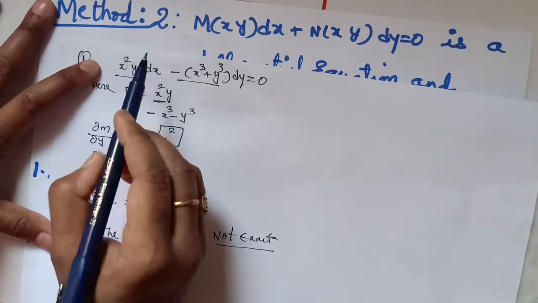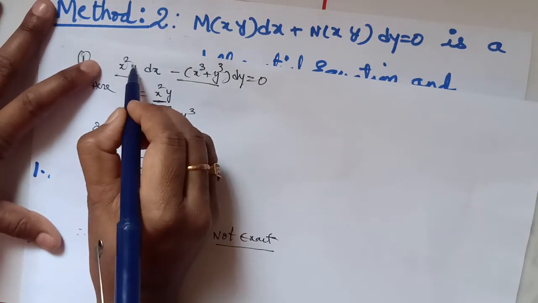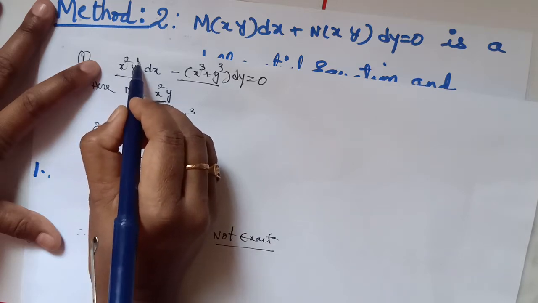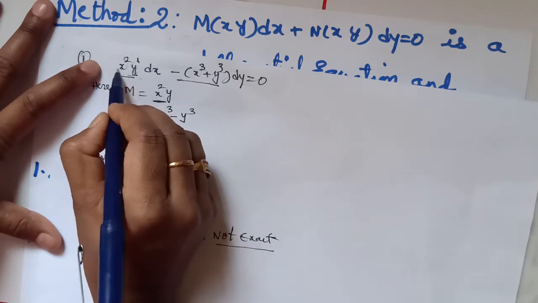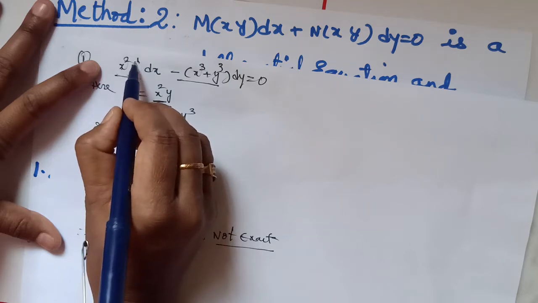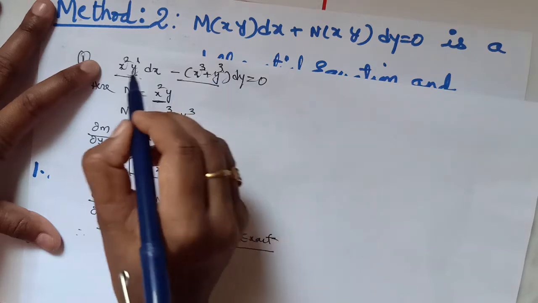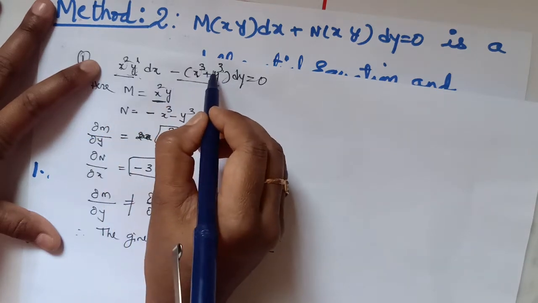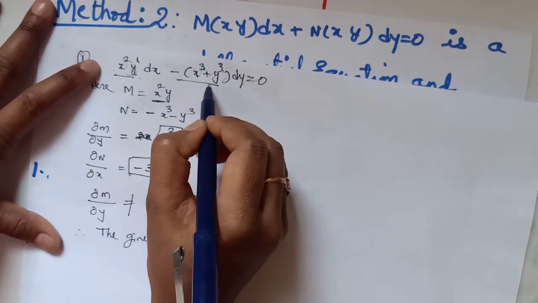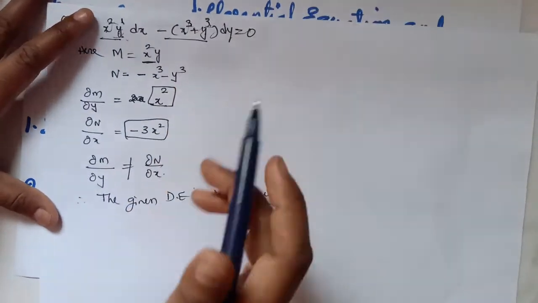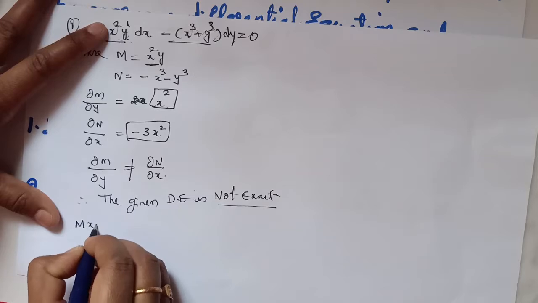What is the power of this y? y power 1. So x square y power 1, so the total term power is 2 plus 1, which is 3. x cube is power 3 and y cube is power 3. Each and every term is having power 3. Therefore, this is a homogeneous differential equation.